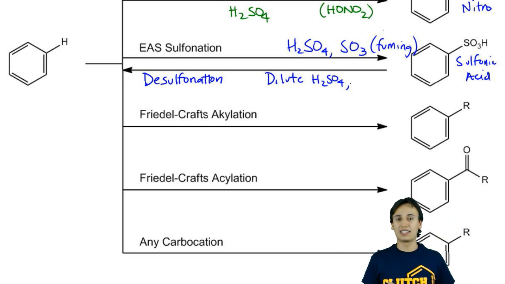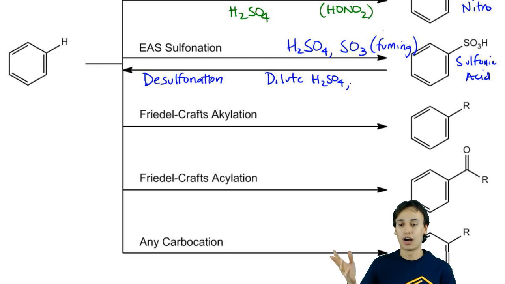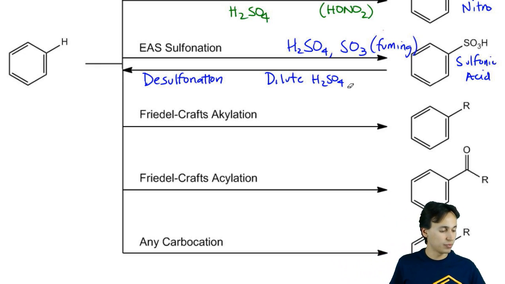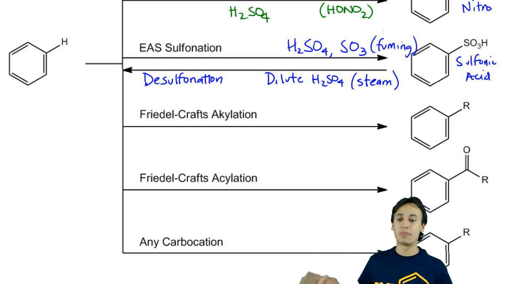Or because of the fact that really it's usually heat that winds up taking the sulfonic acid group off, you might even see it written as just steam, okay? Because steam can be used to basically take off the sulfonic acid group and reverse it back to benzene.